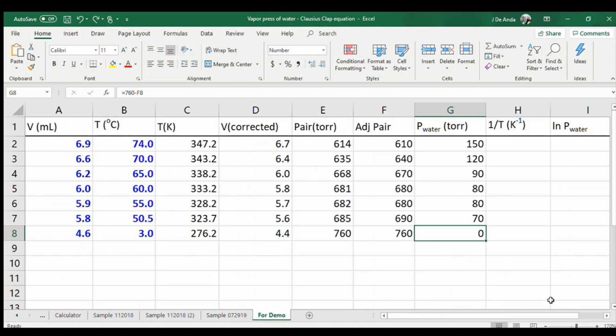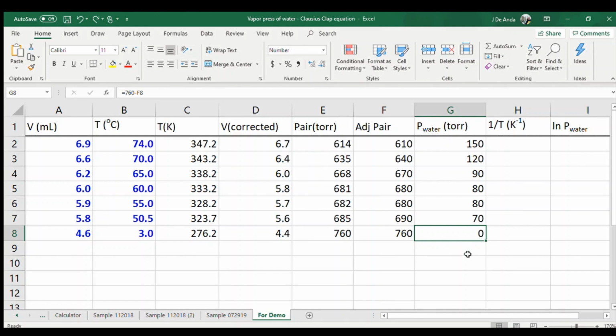Okay, at this point we have entered the vapor pressures of water in this column by subtracting 760 minus the adjusted pressure of the air that we rounded to 2 sig figs. Notice that the formula itself tells you that at the very low temperature, the vapor pressure of water is 0. We have proposed that there is no water vapor at that temperature.